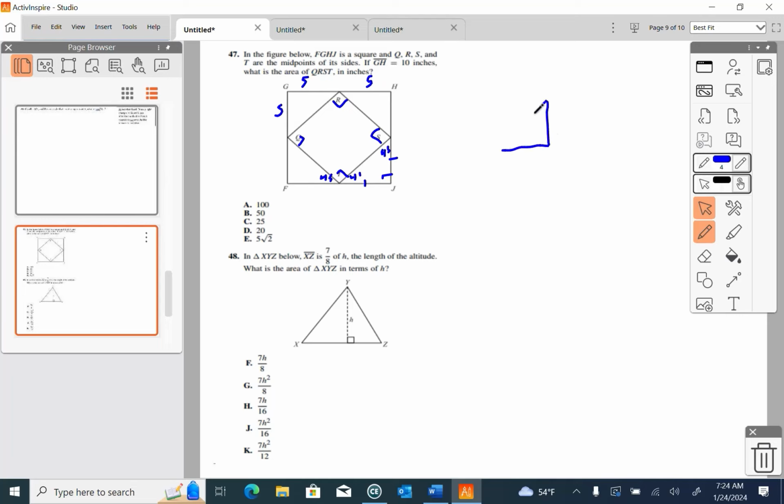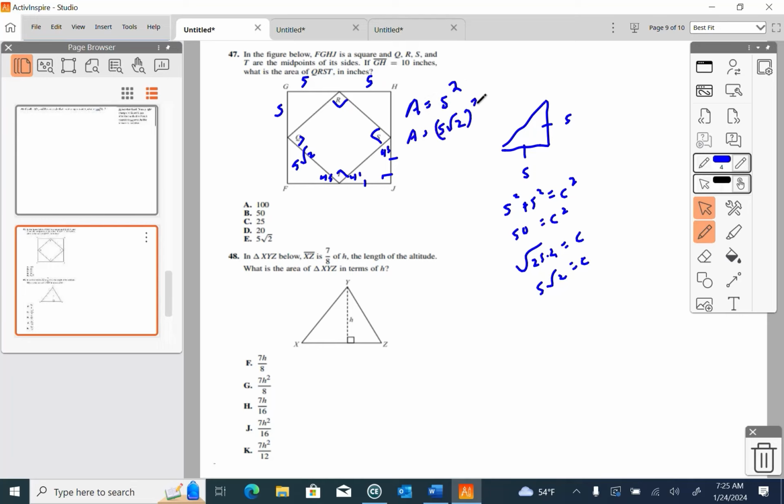I know they have lengths of 5 on the side. And if I do 5 squared plus 5 squared equals c squared, Pythagorean theorem, I get 50 equals c squared. And 50 is 25 times 2. 5 root 2 is the side length of each square. Now the area of a square is to take a side and square it. So the area would be 5 root 2 all squared.